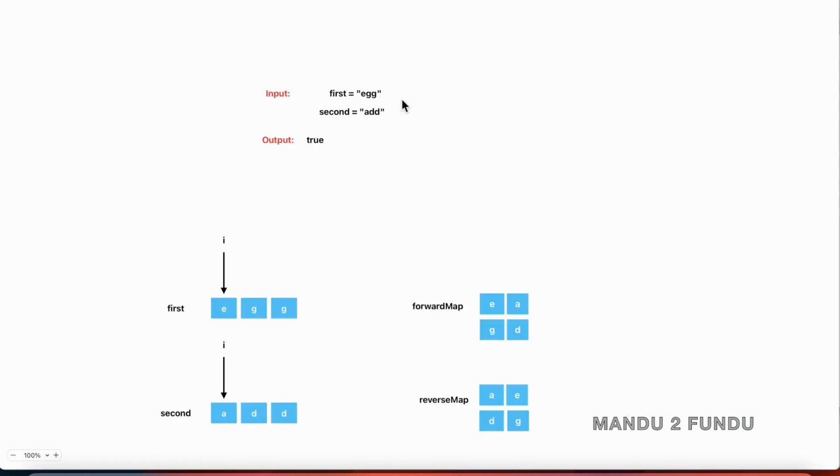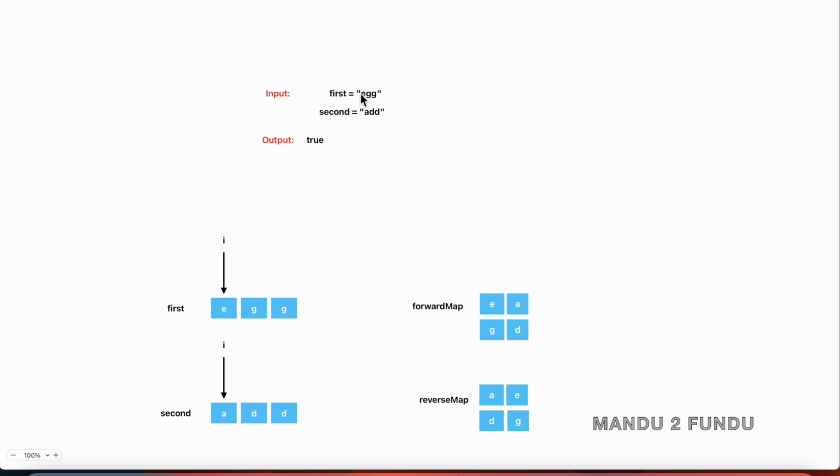We are given this input. First string is egg, second string is add, and if we replace E by A and G by D, we get the second string. So these two strings are isomorphic. In the problem description, one of the conditions given was that no two characters map to the same character. To ensure that, we need to have two hash maps. One is for storing the forward map and the second one is for storing the reverse map.